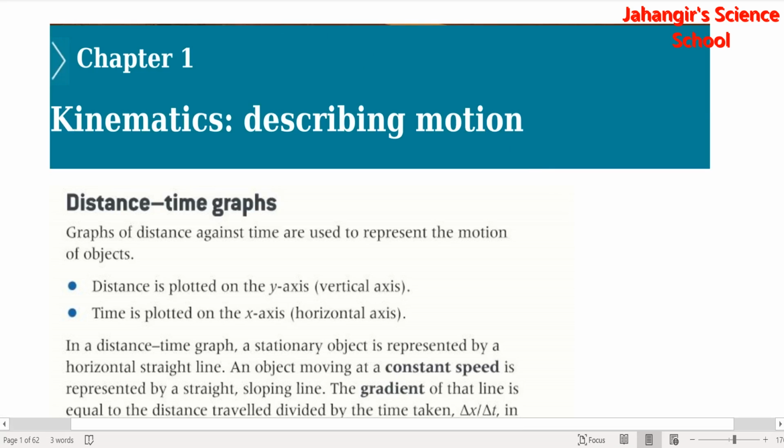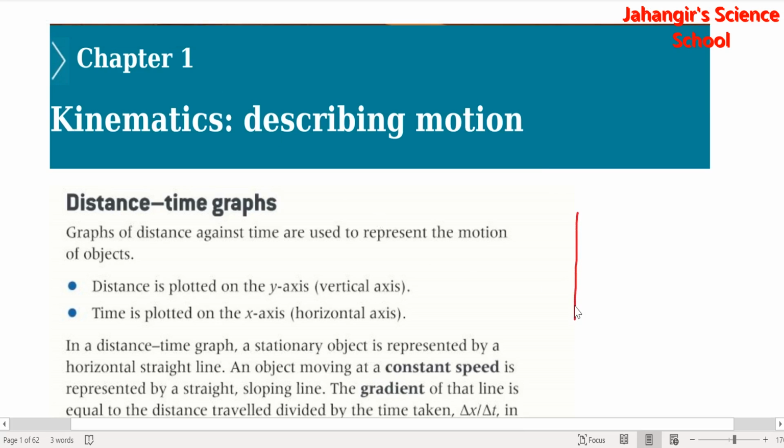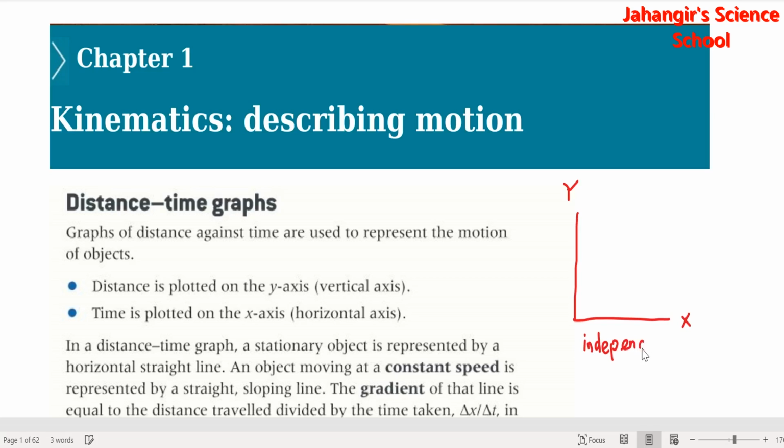So remember, when we plot a graph, there are two axes: the x-axis, horizontal axis, and the y-axis, vertical axis. The x-axis must be the independent variable, and the y-axis must be the dependent variable.